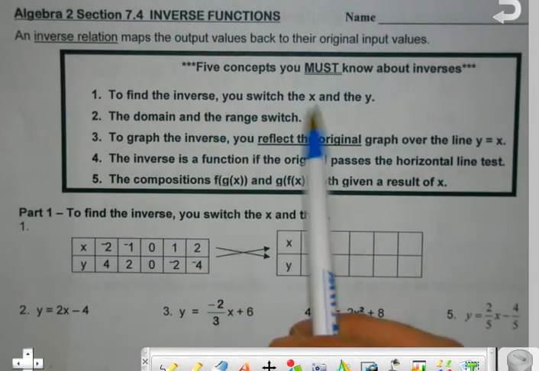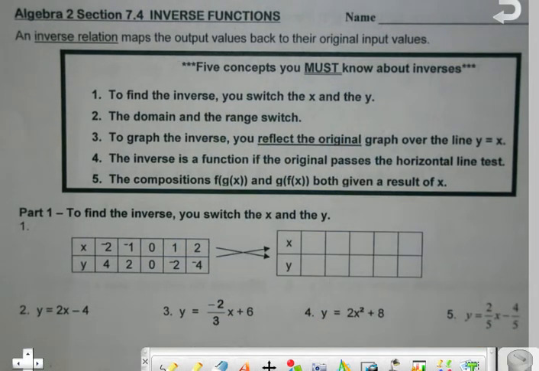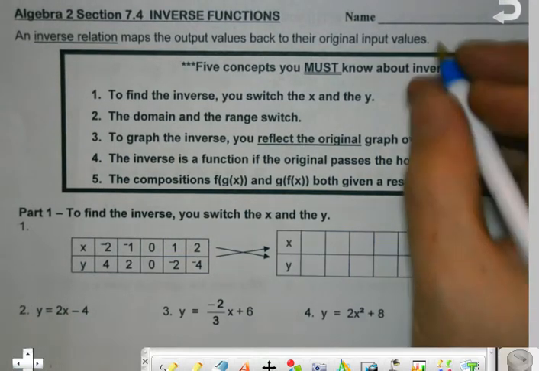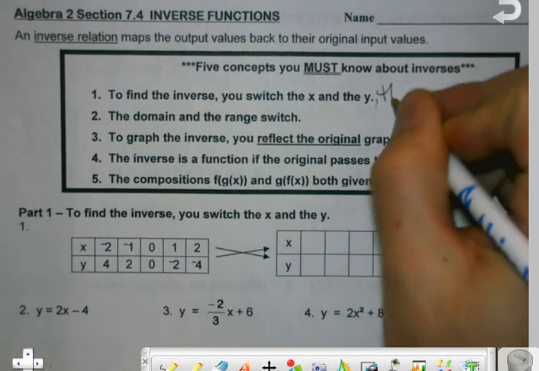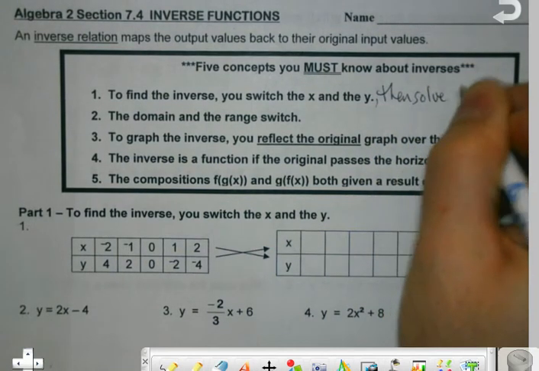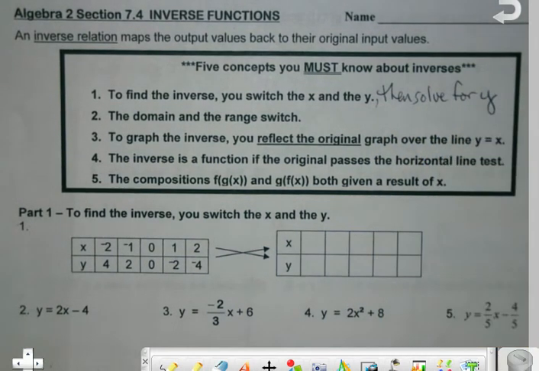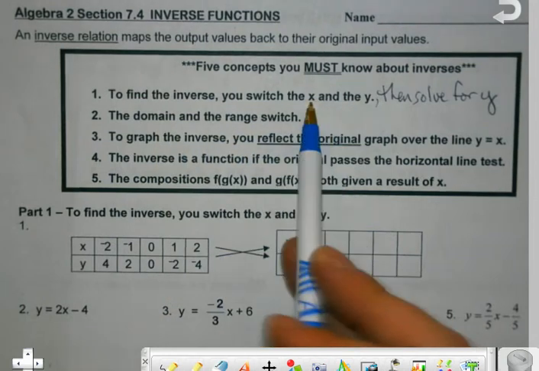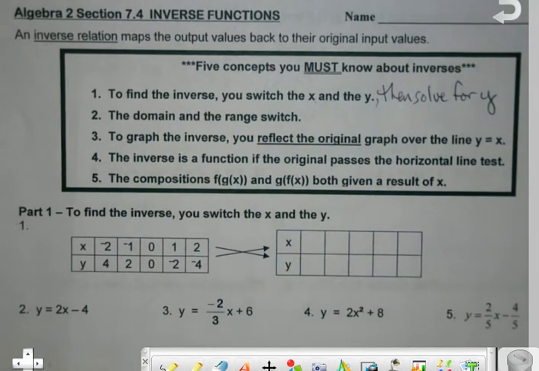First, to find an inverse, you switch the x and the y. For instance, when we get down below to some of the examples, like 2, 3, 4, and 5, I'm literally going to switch those, but switch the x and y. Then we're going to solve for y, and that's going to tell me what the picture of that particular graph's inverse looks like. We're actually going to look at some of those, too, so you can see how this works. The domain and range switch, which basically is the same thing that happens when you're switching x and y. Those kind of go together.